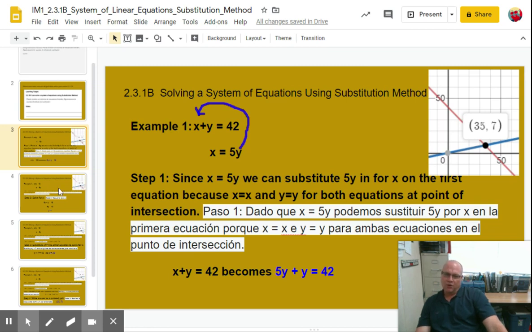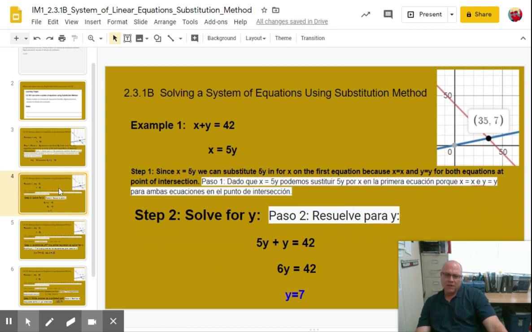So step two for this example is we're going to solve for y. That's pretty straightforward. We have 5y plus y equals 42. We combine like terms here, and we get 6y equals 42. We divide both sides by 6, and so we get y equals 7.